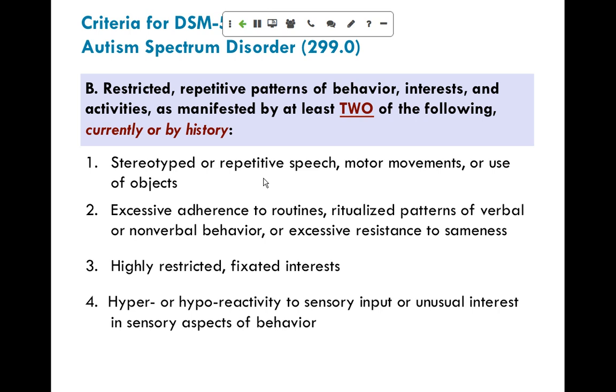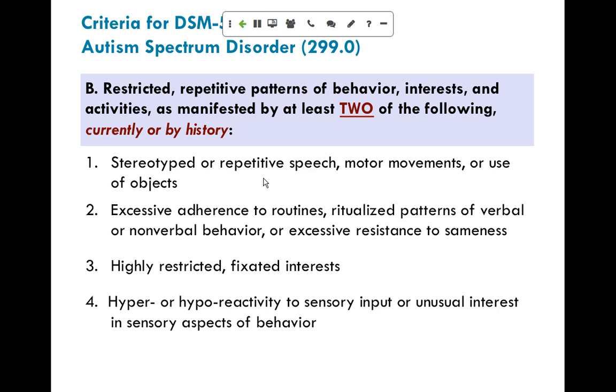And then excessive adherence to routine, so a need for sameness, wanting to do the same thing over and over in a certain pattern, and potentially patterns of verbal or nonverbal behavior that are ritualistic, and then highly restricted and fixated interests. These could be any topic or interest, such as trains or mechanics or science or whatever it is, and they can change over time, and a person can have multiple interests at one time, but the atypical behavior is the fixation on it.